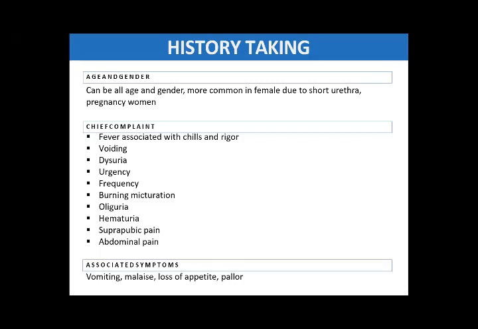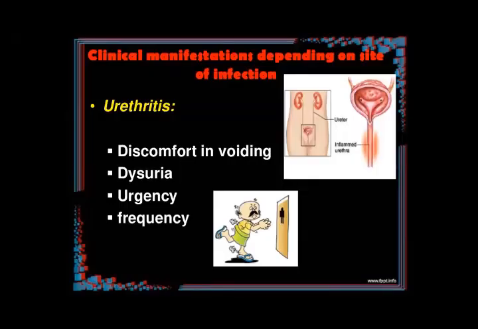Associated symptoms: the patient may have nausea, vomiting, malaise, loss of appetite, and may have pallor. If we look at the anatomical structural infection like urethritis, the patient will have discomfort in voiding, dysuria, urgency, and frequency of urine. And the patient will have burning micturition because of the urethral infection.